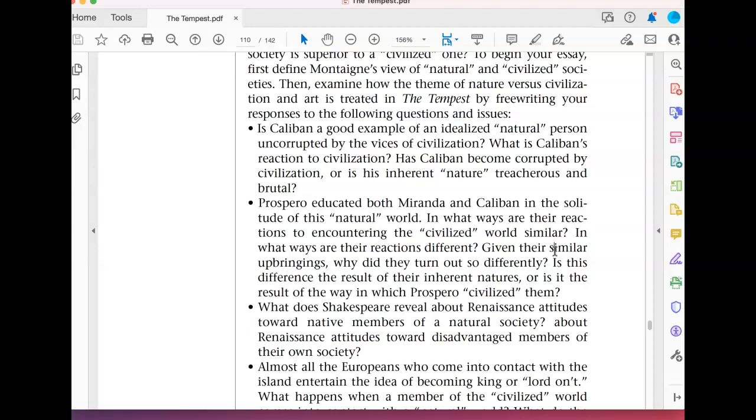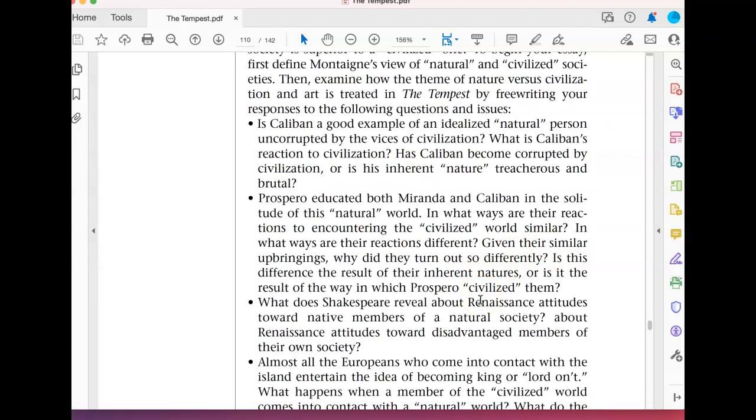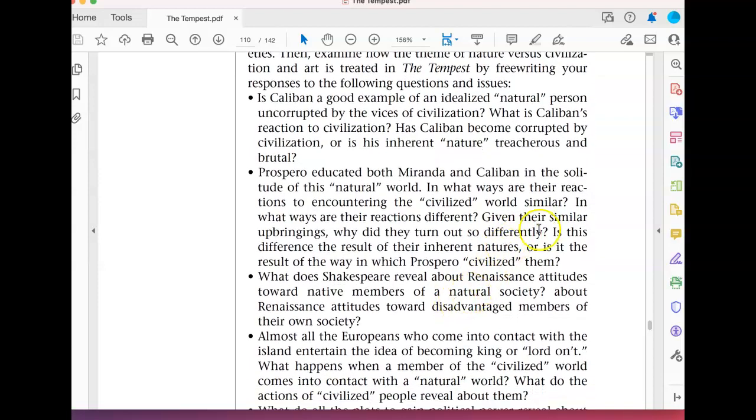Now, granted, he's liquored sideways, so what he sees, he regrets in the end, wondering how he could have trailed after such drunkards. But again, they're both in a state of amazement, Miranda that is, and Caliban, when they see their first people from the civilized world. So it's really cool, and this would be well worth developing in an essay. What ways were their reactions different? Given their upbringings, why did they turn out so differently? This is all really good.